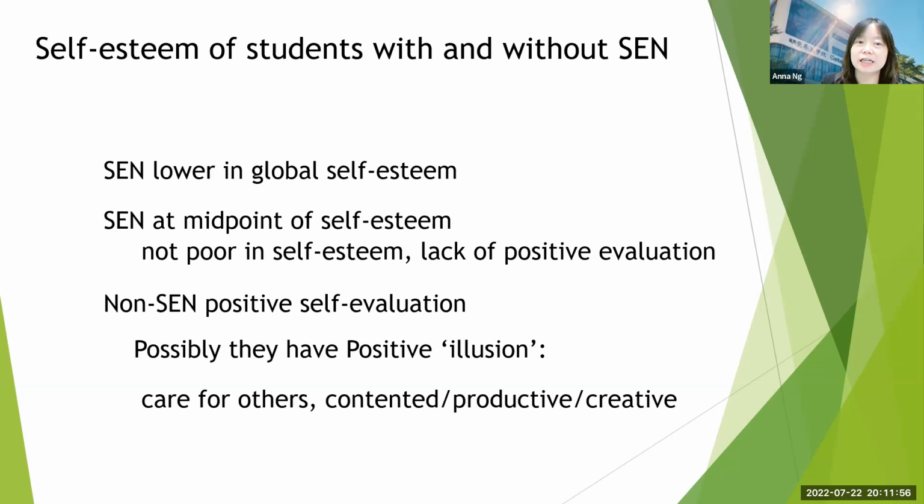And then non-SEN students, or general students without SEN, their self-evaluation is more positive, and probably they have this positive illusion about themselves. The illusion may be negative, but they are possibly having a certain kind of illusion. That means they may evaluate themselves higher. With this kind of self-evaluation, they are capable of showing care for others, or they feel content, and they might also be more productive or creative.